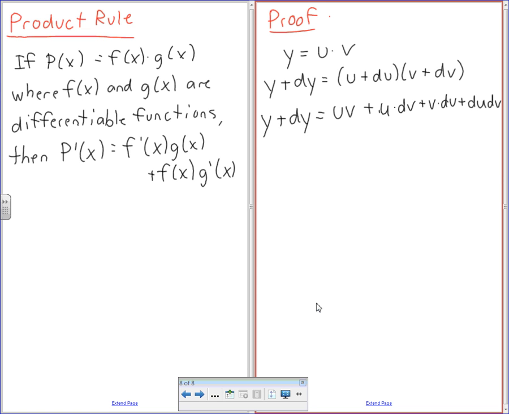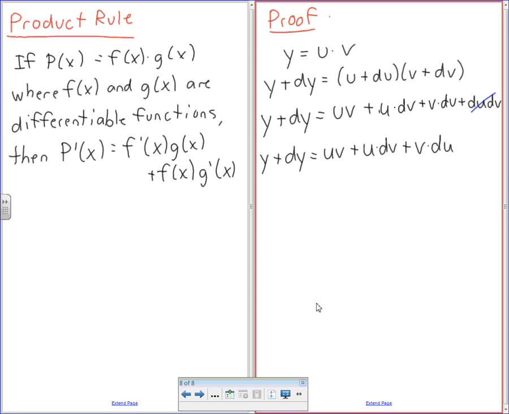If you have two things that are very, very small multiplied together, just like yesterday, what does that turn into? Nothing. So I'm going to eliminate this from the equation. Like 1 over a zillion times 1 over a zillion is almost nothing. So I'm going to say that y plus dy equals uv plus u dv plus v times du.